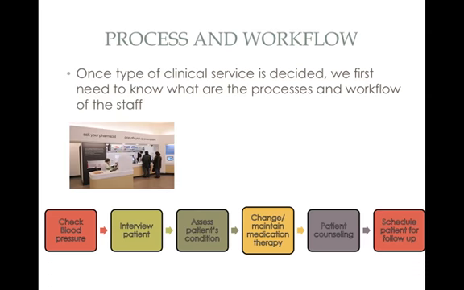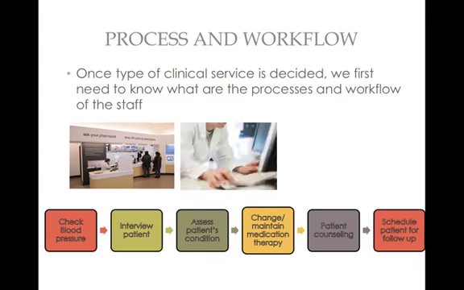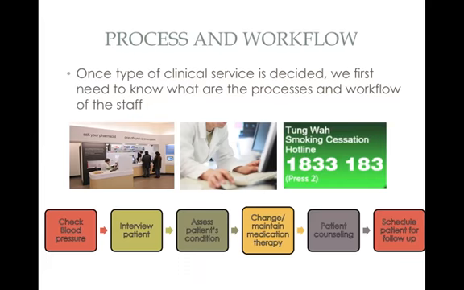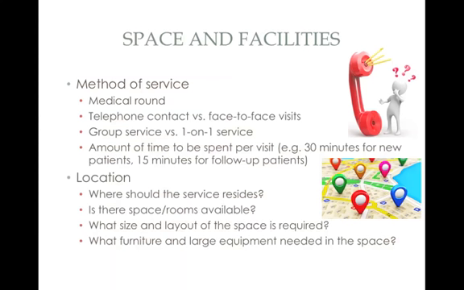Some clinics, like anticoagulation, will keep patients as long as those patients are still taking warfarin. It needs to be clear which staff is performing which task, such as with this workflow example of a blood pressure clinic. Is it the pharmacist or the nurse or some other assistant actually checking the blood pressure? You need all of this information before you can estimate the number of staff and what kind of staff are needed. Spaces and facilities are an essential component that needs to be planned.